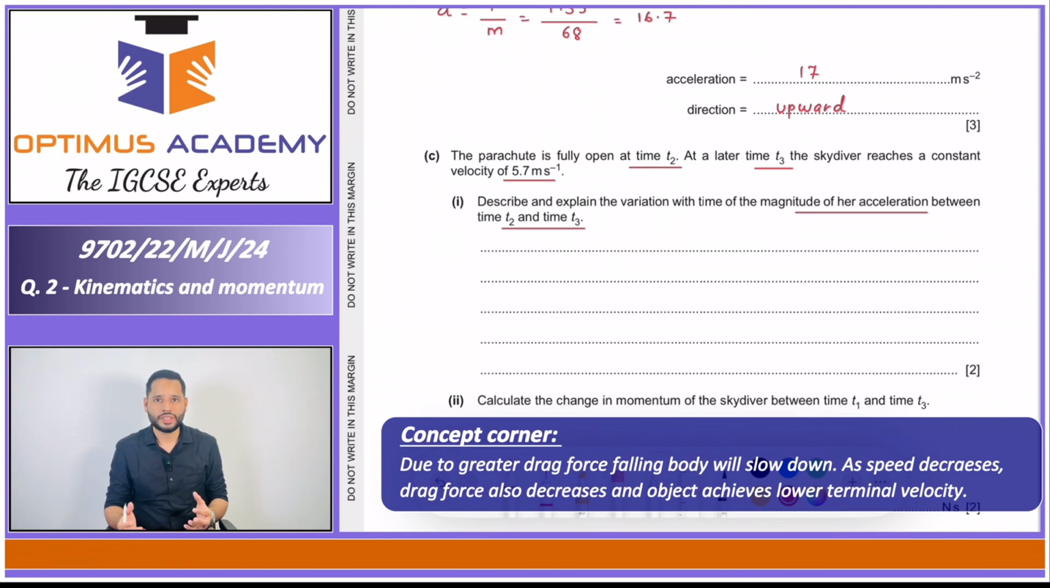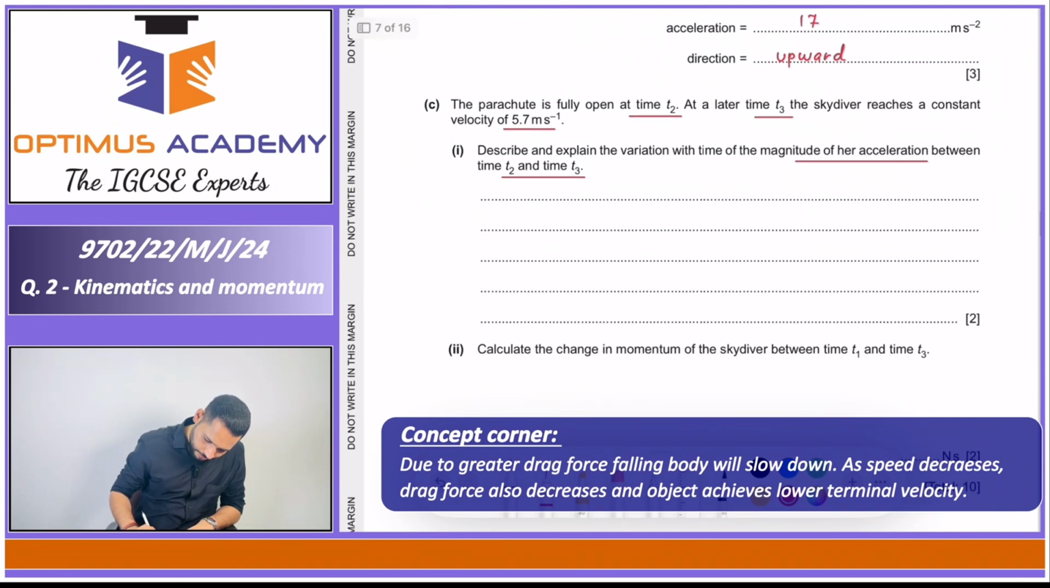Because when the parachute is opened, the drag force will be increasing and her velocity will go on decreasing. But eventually, as the speed of the skydiver decreases, the air resistance also decreases, the drag force decreases, and because of which she achieves lower terminal velocity.